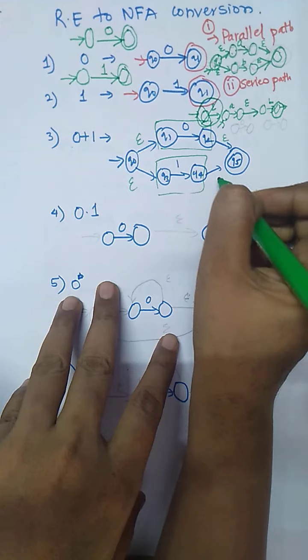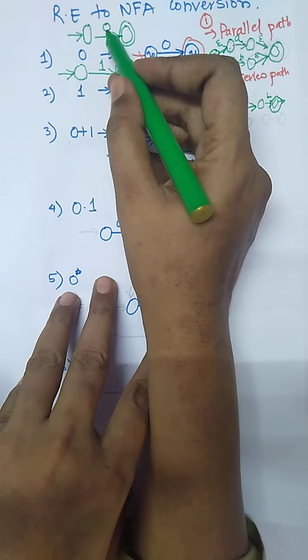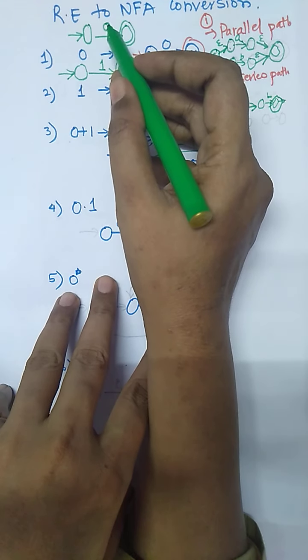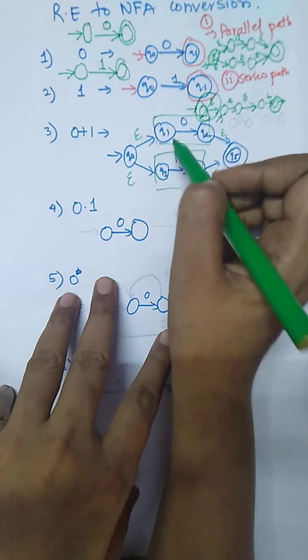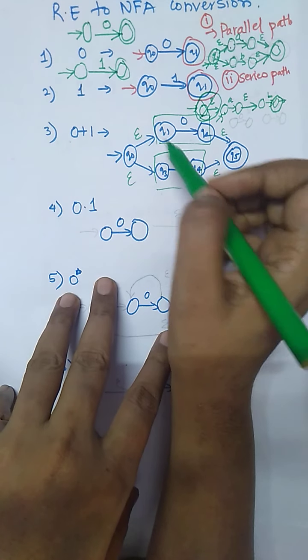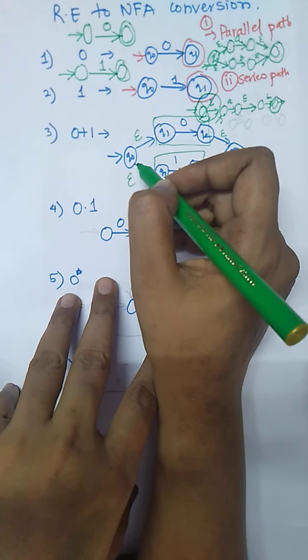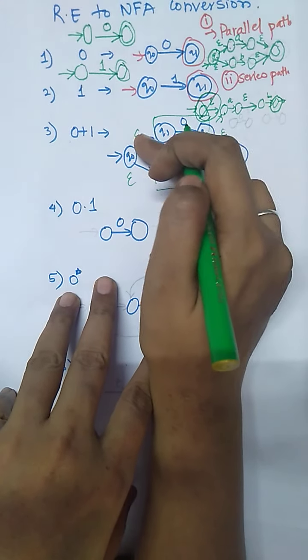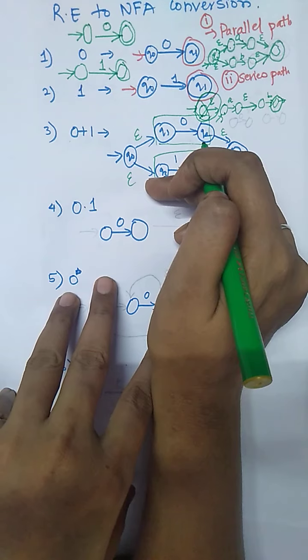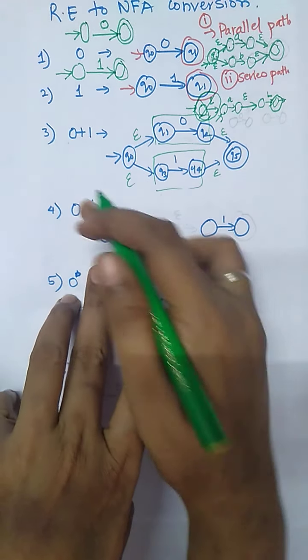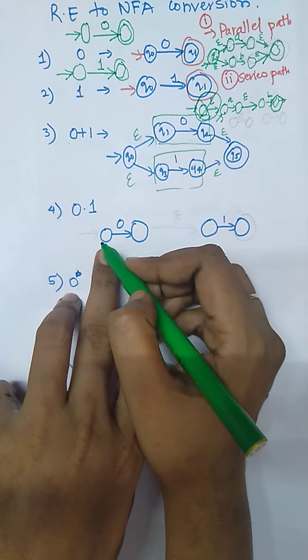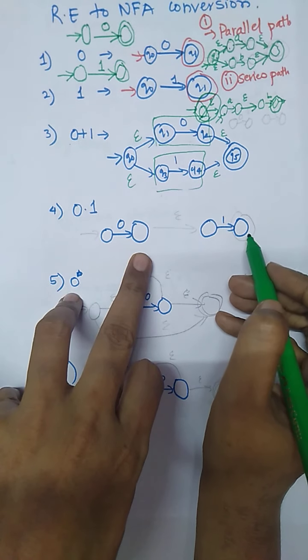So the machines with 0 and 1, which were treated as DFAs, are now converted to 0 plus 1 with the epsilon symbol, so it becomes an NFA, because a DFA with epsilon is obviously an NFA. Now for 0.1, we have drawn the diagram for 0 with its initial and final state, and for 1 with its initial and final state, temporary.